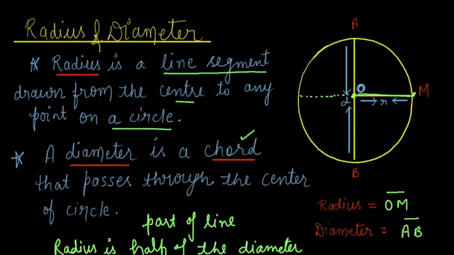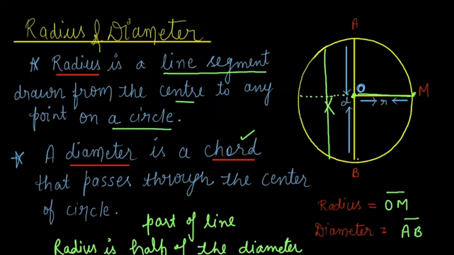A diameter you see here always passes through the center of the circle. If I draw a line here, that is not a diameter. Why is it not a diameter? Because it is not passing through the center of the circle. It is said to be some other part of the circle, which we will see in the next slide.